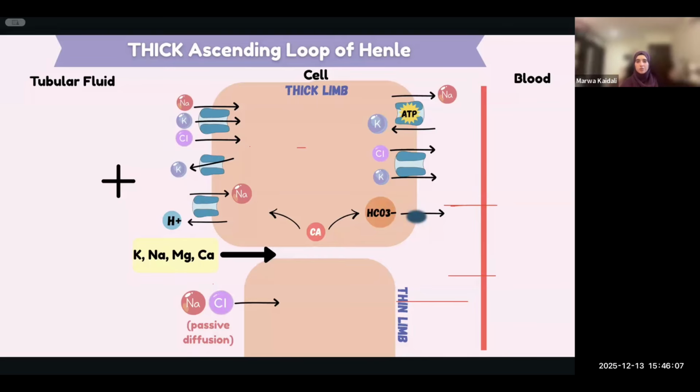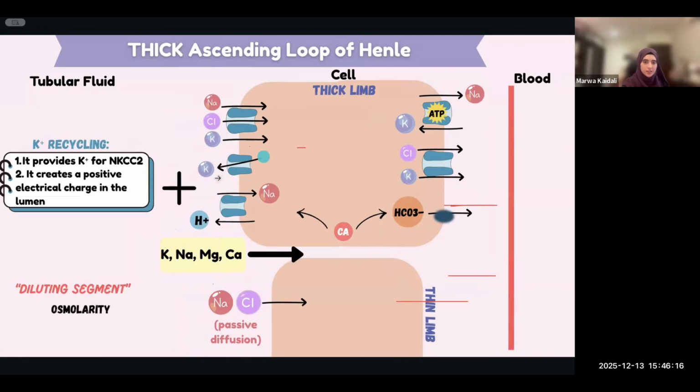Okay. Now, I know it looks like there's a lot, but guys, I promise just with repetition, it's going to stick more, inshallah. So again, we have the potassium recycling, and the function of it is to provide potassium for this channel and co-transporter, and it's also going to provide a positive voltage in the lumen, which is going to push these ions to get reabsorbed. Of those, we have calcium and magnesium.